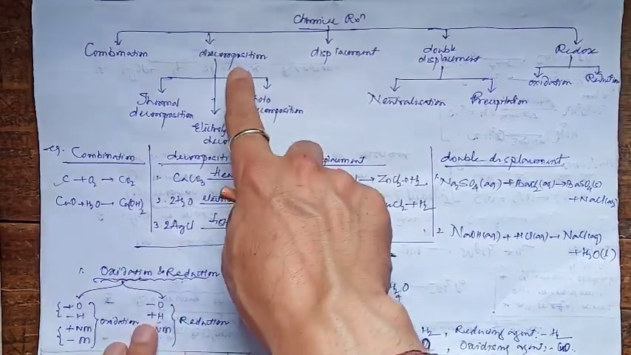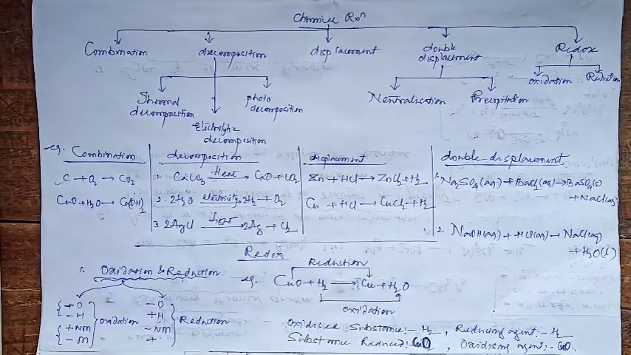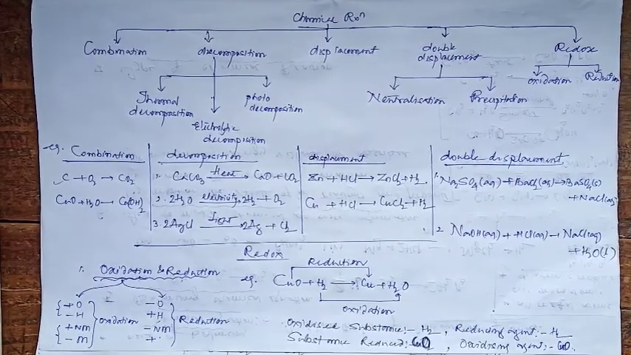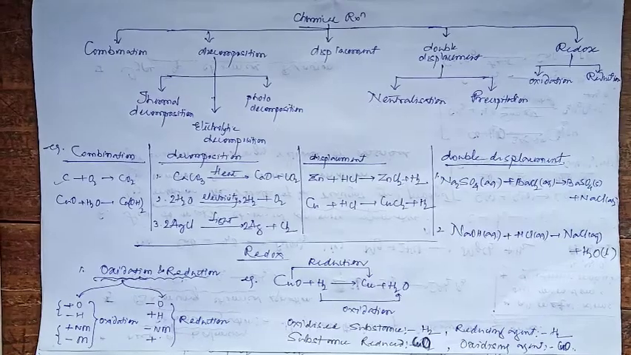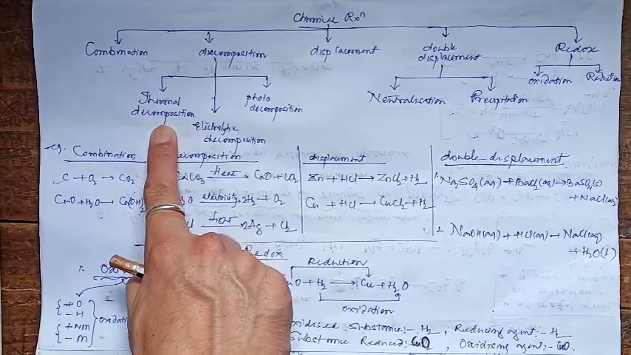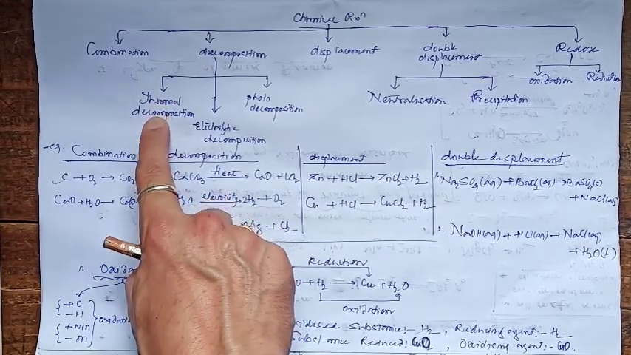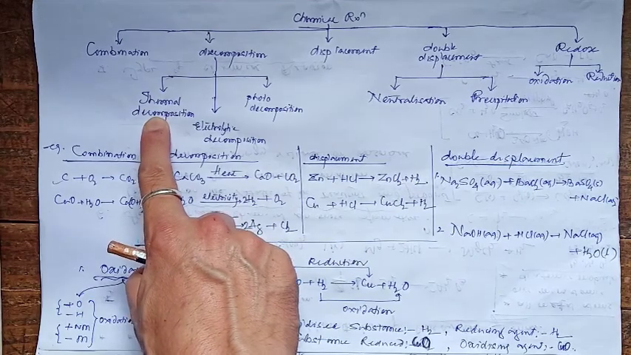Now decomposition reactions. This is just the opposite of a combination reaction. As the name itself says, in this reaction, a single substance will be broken down into two or more new substances. Now to break down any substance, we need to supply energy. The energy may be supplied in any one of three forms. We may supply the energy in the form of heat. If we supply the energy in the form of heat, the reaction type is called thermal decomposition. Thermal means heat.